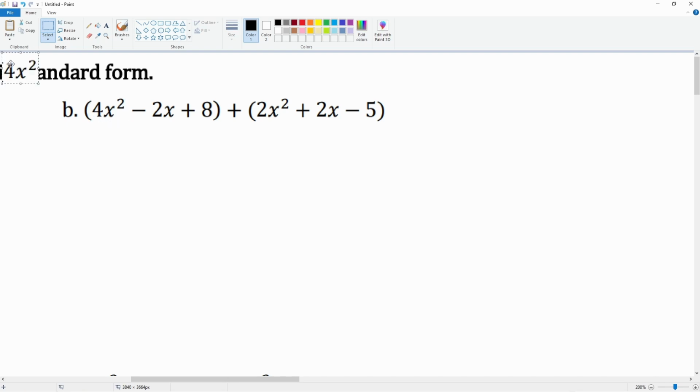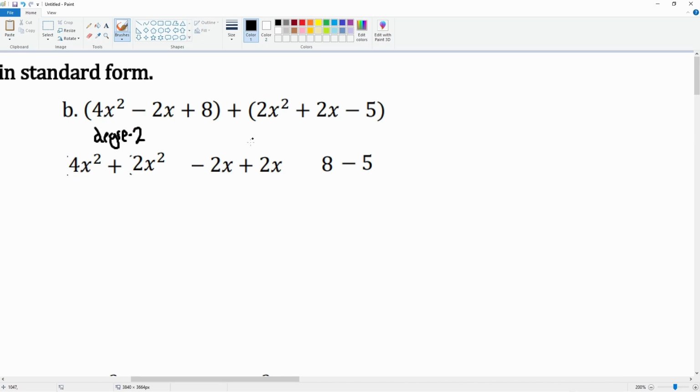We combine them by putting like terms. So 4x squared plus 2x squared. Then we have the negative 2x. That's going to be added with the 2x here. Then we have the 8. It's going to be added with the minus 5 or the negative 5. All right, and notice this is going to be by degree. This is degree 2, degree 1, degree 0.